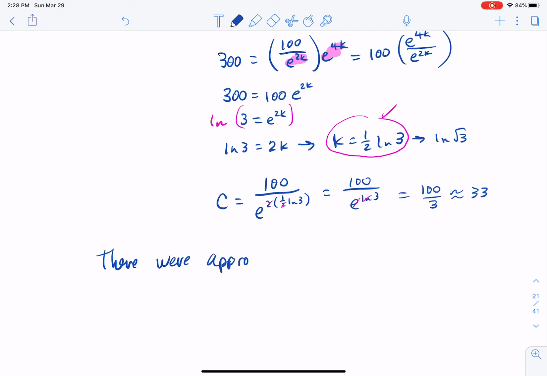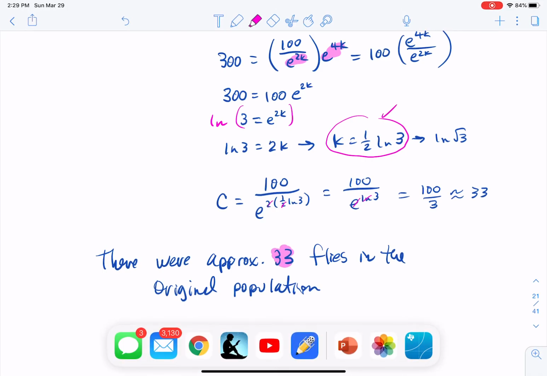approximately 33 flies in the original, that's not how you spell that word, original population. Ta-da! 33 flies-ish. Now let's look back at that graph that I was trying to hide from you.